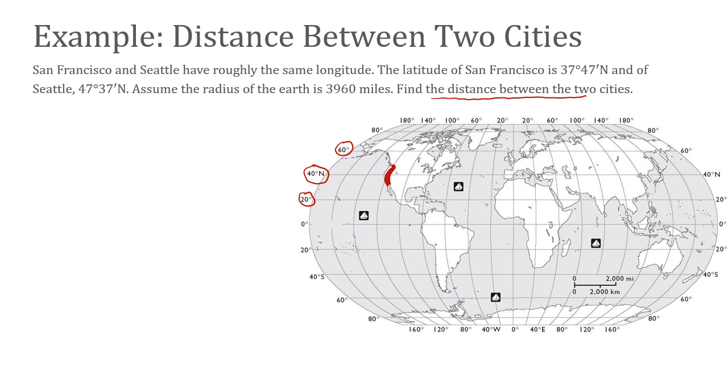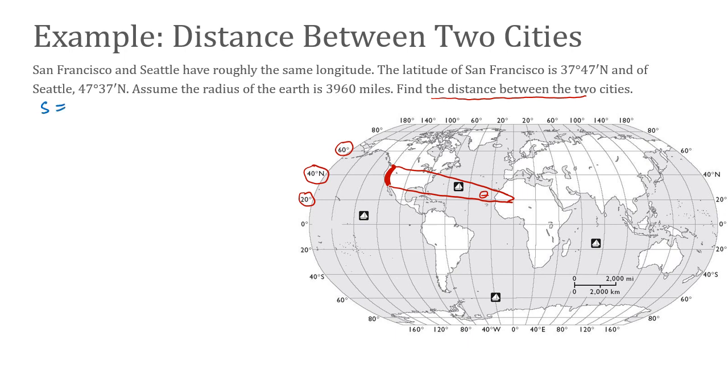Now, I drew it as an arc because if we're looking at the Earth as a round structure, then that distance is going to be an arc length. The radius of the Earth is 3,960 miles. So if I could connect these two cities to the center of the Earth, the distance between those two cities, we have to think about what is the angle between those two cities. And that brings us back to arc length.